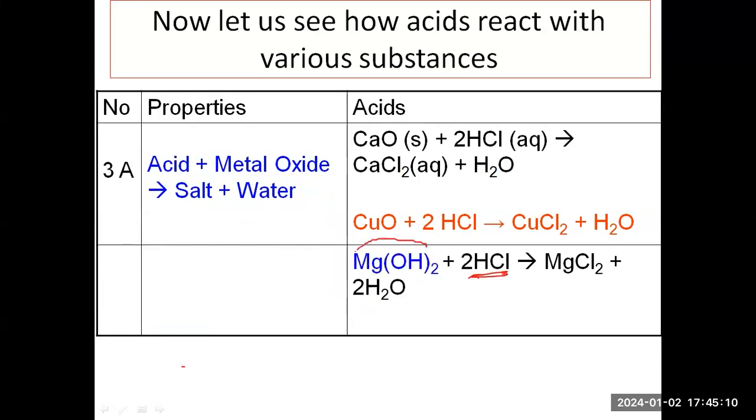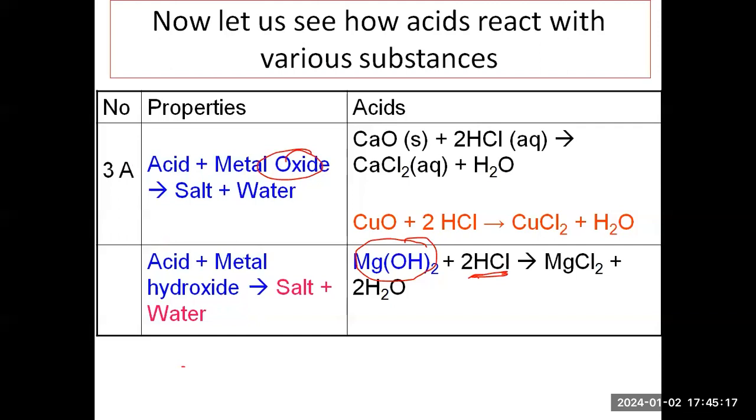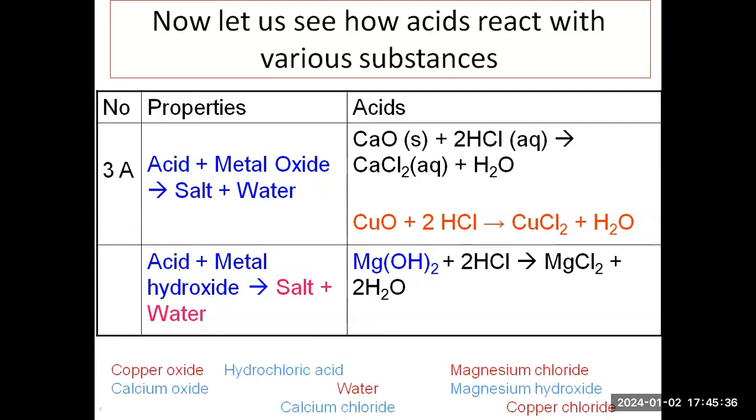Acid reacts with metal hydroxide. This one was metal oxide, but here we have metal hydroxide. The same thing, products are the same, salt and water. So both metal oxide and metal hydroxide are basic in nature, right? So one practical application of this reaction is that you must have heard people suffering from acidity.